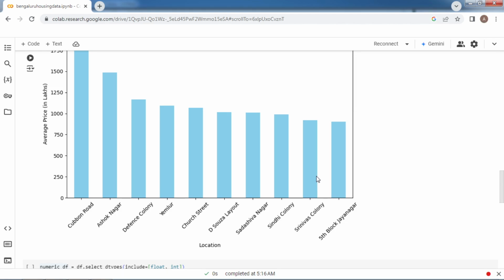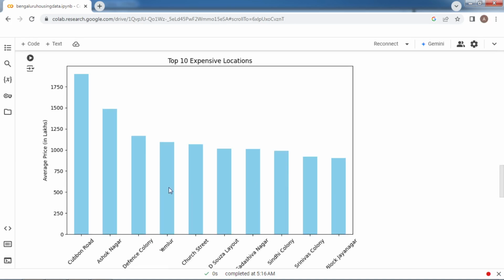But in further projects, you have to keep in mind, as I said again, that data is not just about numbers. It's also about human behavior and economic forces at play. Because what could be the reason why Cubbon Road has more expensive houses compared to Srinivas Colony? There would be a lot of reasons. Infrastructure would be better, more proximity to business hubs, societal prestige, could be anything.